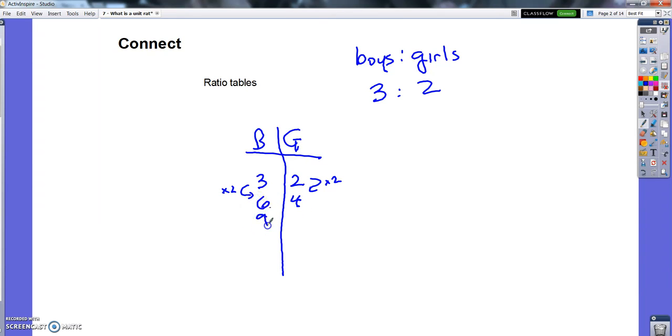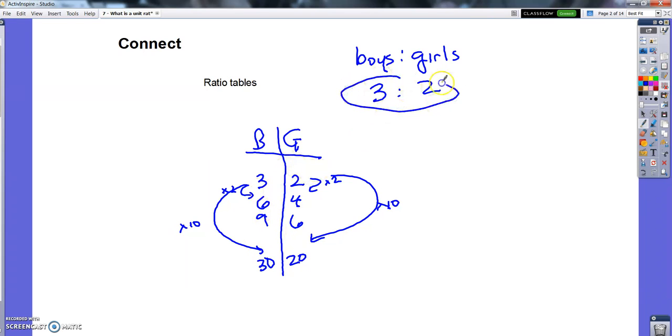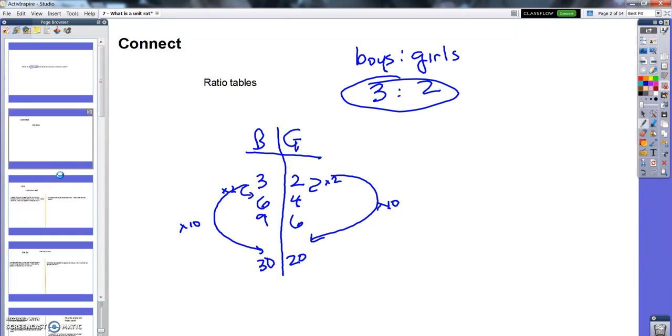Keep doing that, 9 boys, 6 girls. And I don't have to go one at a time. I could also make a big jump and say, if I want to skip up that chart times 10, I could have 30 boys for every 20 girls. So we've been filling out our tables like this to show different combinations of the ratio as we did more and more groups of that. I'm going to use that strategy a bit today, so I just wanted to remind you of that real fast.